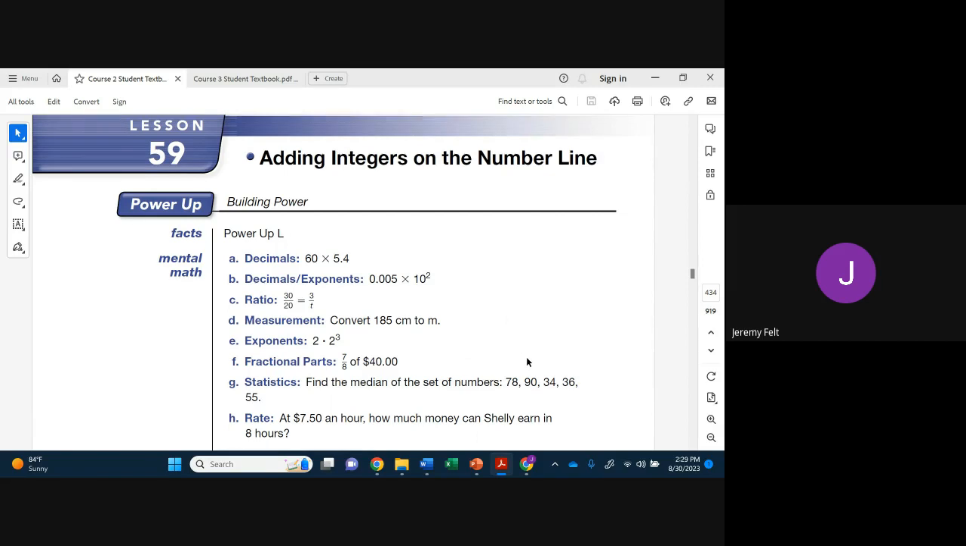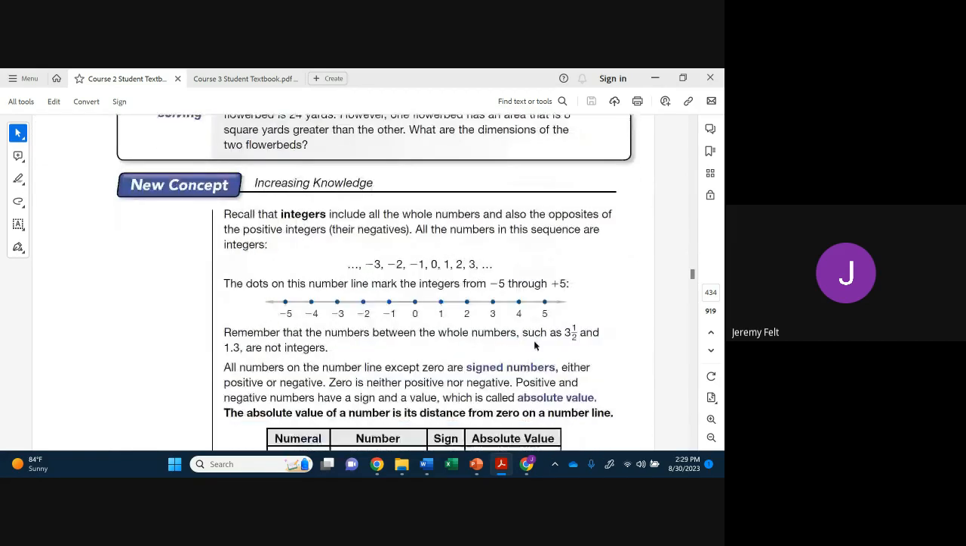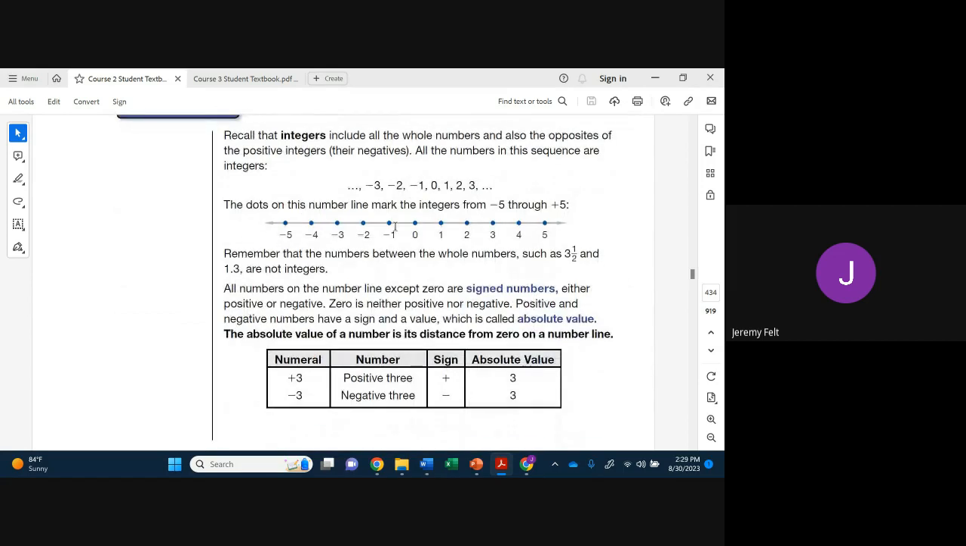So again, integers 0, 1, 2, 3, 4, 5, all the way to positive infinity and their opposites. So -1, -2, -3, -4, -5, and so on to negative infinity. So those are our integers. Again, a review of that. So to the right of 0 from the origin, that would be positive, and to the left would be negative. Okay. So those are signed numbers, and absolute value is the distance from the origin.